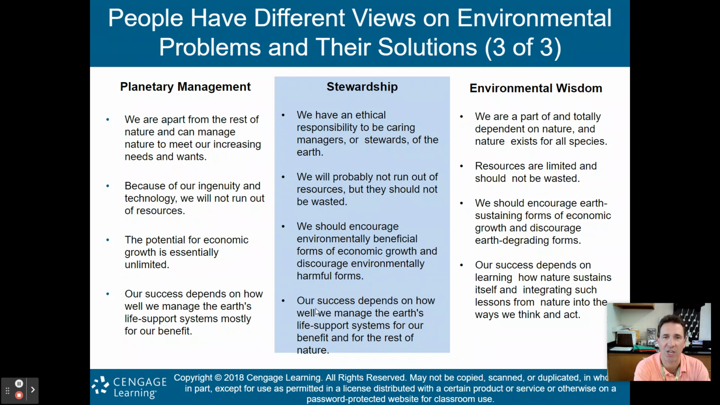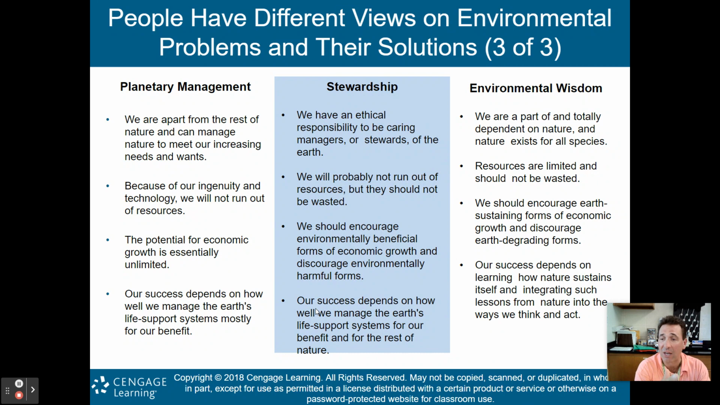Okay. Stewardship is kind of in the middle of planetary management and environmental wisdom. Stewardship says we have an ethical responsibility to be caring managers of the earth. We will probably not run out of resources, but we really shouldn't waste them. We should encourage environmentally friendly forms of economic growth and discourage forms harmful for the environment. And our success will depend on how well we manage the Earth's life support systems for our benefit and for the benefit of the rest of nature. So again, stewardship is kind of a hybrid.